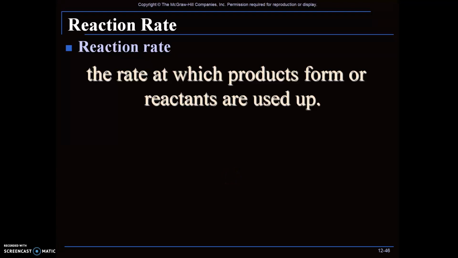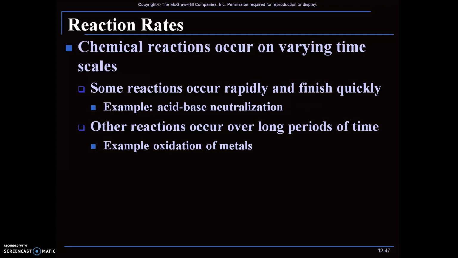Reaction rate. Reaction rate is the rate at which products form or reactants are used up. Chemical reactions occur on varying timescales. Some reactions occur rapidly and finish quickly, for example, acid-base neutralization. Other reactions occur over very long periods of time. The example is oxidation of metals.